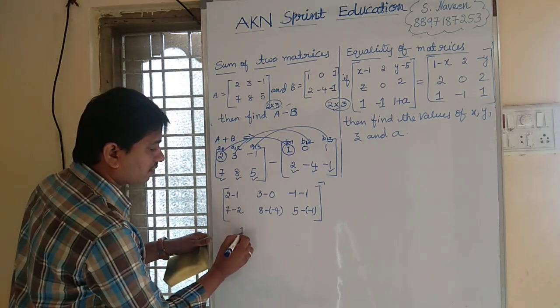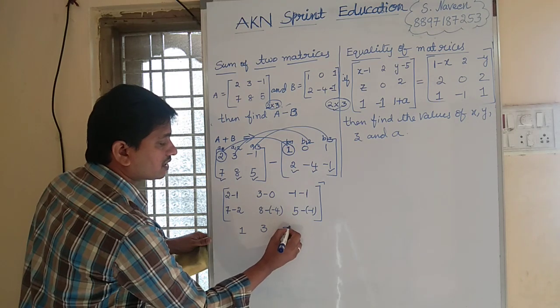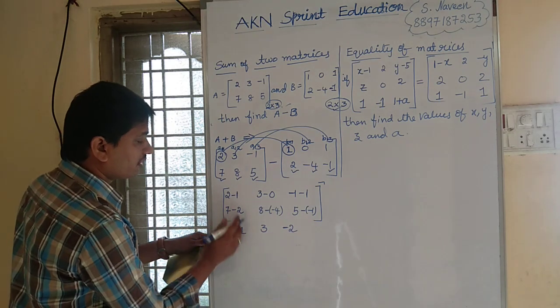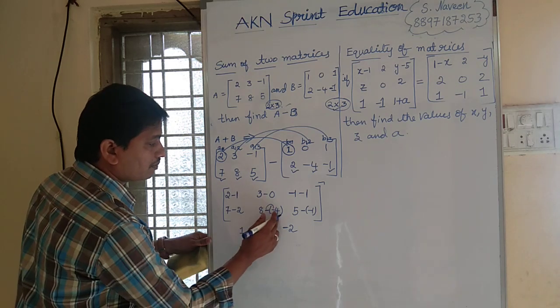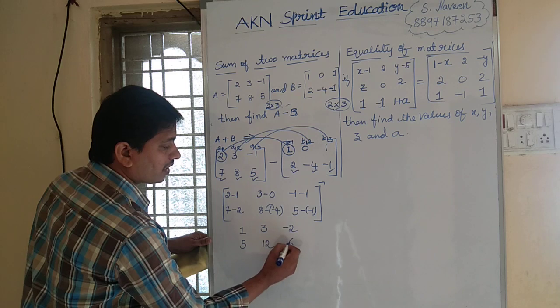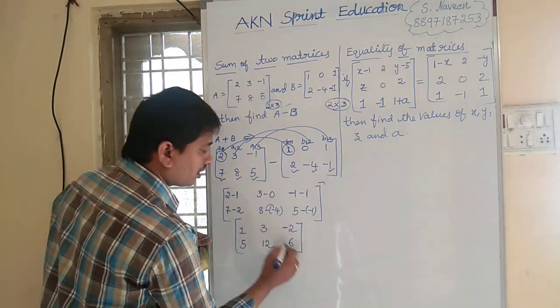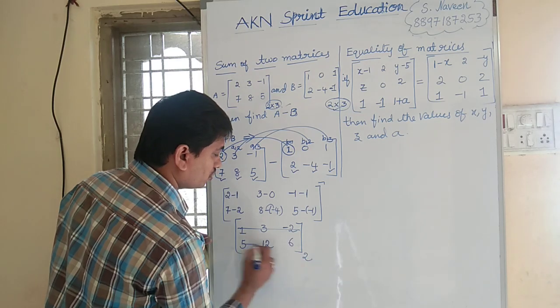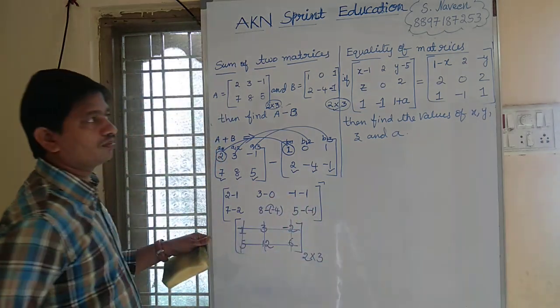2 minus 1, 1. 3 minus 0, 3. Minus 1 minus 1, minus 2. 7 minus 2, 5. 8 minus into minus plus, 8 plus 4, 12. 5 minus into minus plus, 5 plus 1, 6, children. And what is the order? Here we have 2 rows and 3 columns, so the order is 2 by 3.